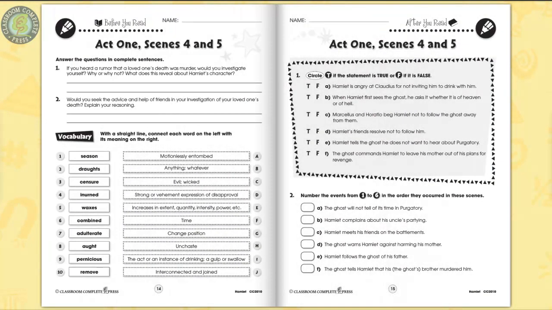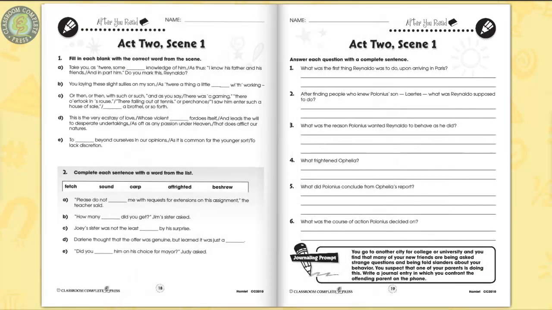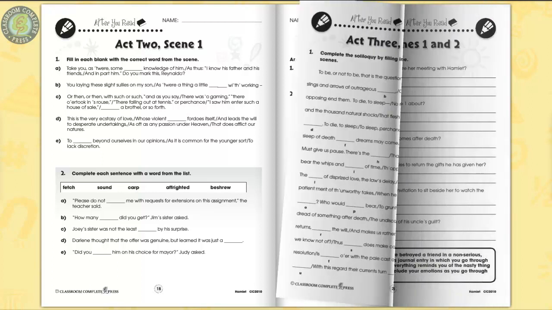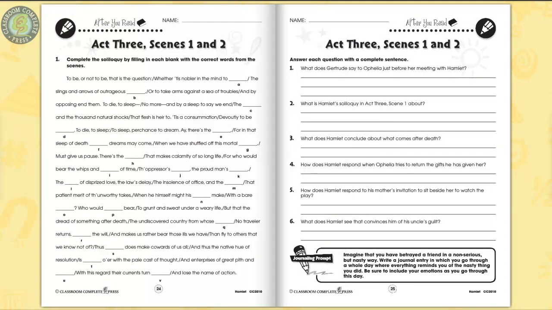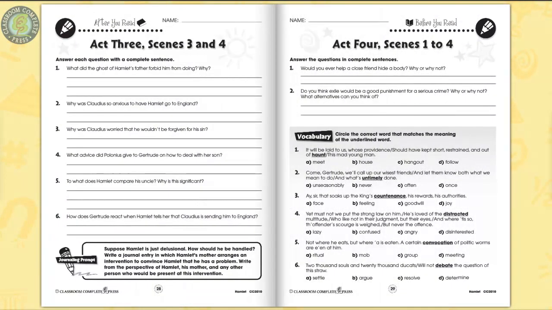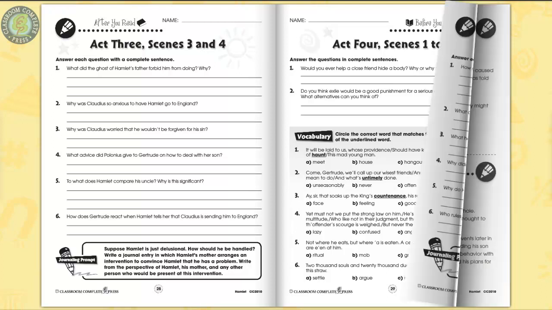Determine whether statements about Hamlet's interaction with the ghost are true or false. Explain what conclusion Polonius made from Ophelia's report and what course of action he decided on. Describe what Hamlet sees that convinces him of his uncle's guilt. Become familiar with Shakespearean language by understanding the meaning of key vocabulary words.